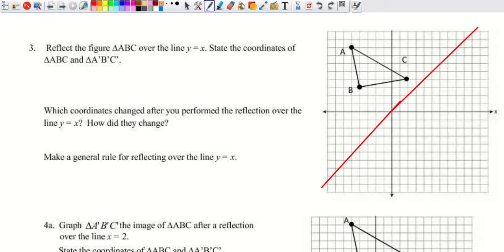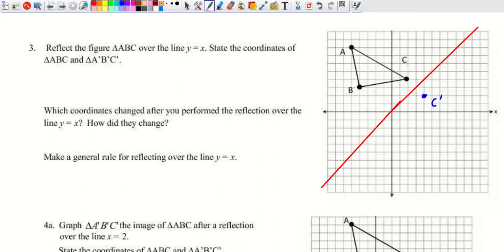would be, well, let's take a look at point C. It has to be the same distance on the other side. So C is kind of down 1, over 1 to the line. So if I repeated that, I would get a point that's located right there, which is where its image would be. And so this is C prime.